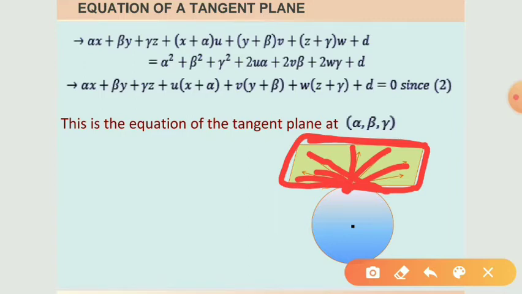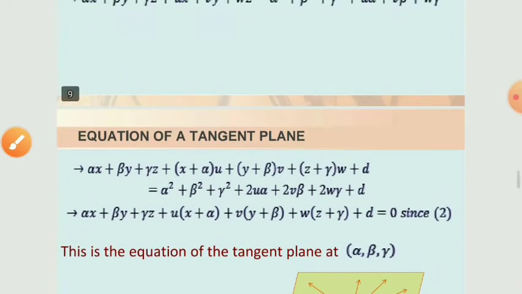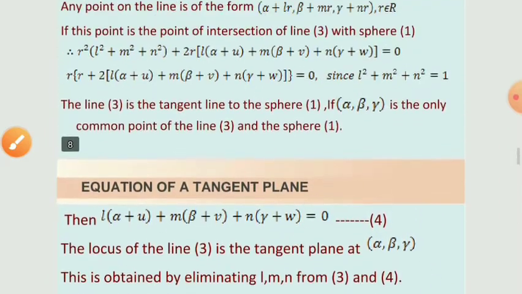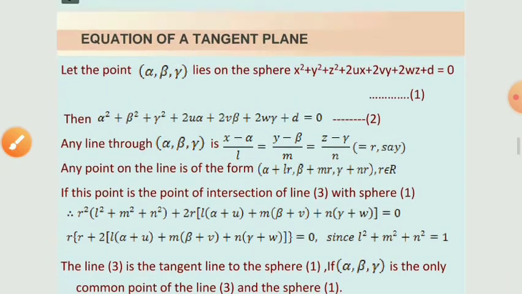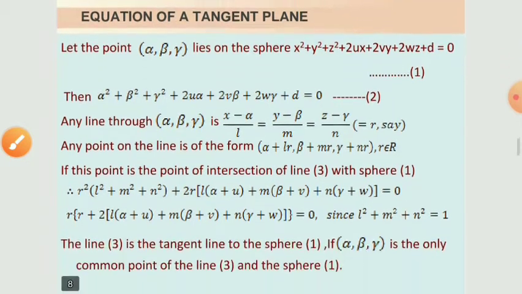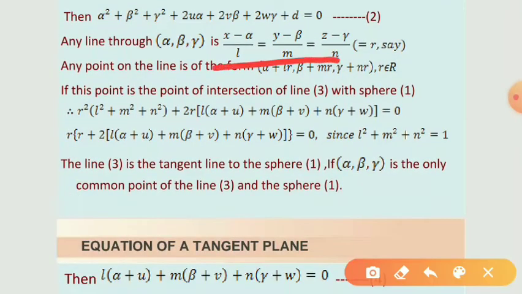Therefore this is obtained by eliminating the parameters l, m, n. What are the parameters here? Here l, m, n, the direction cosines, are the parameters. Therefore the required locus is obtained by eliminating the parameters from this line equation and equation 4.